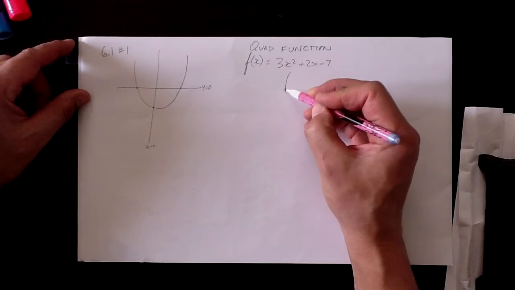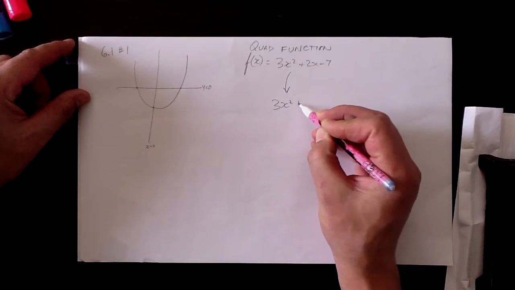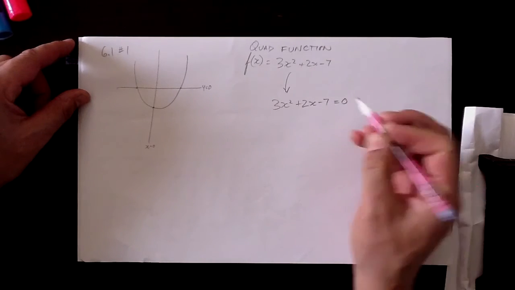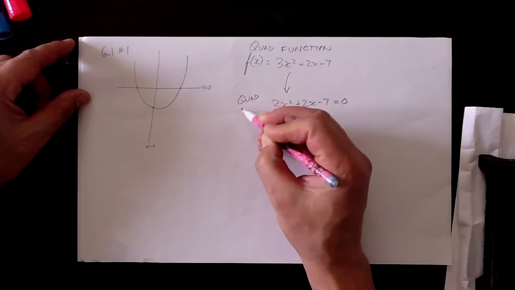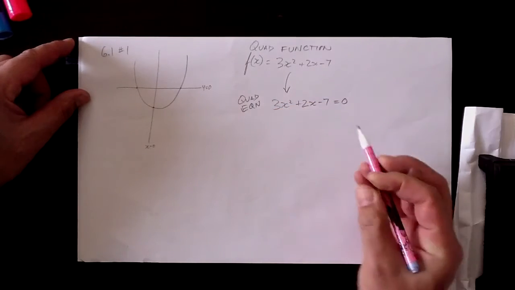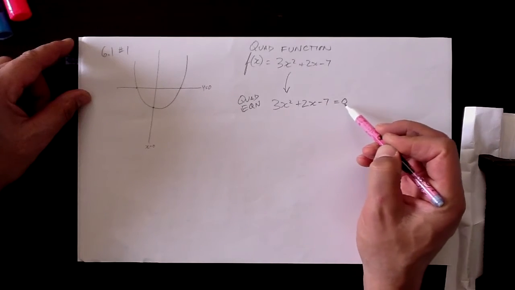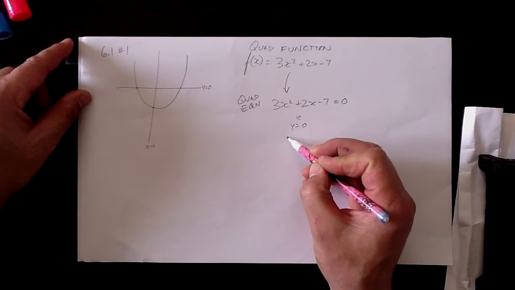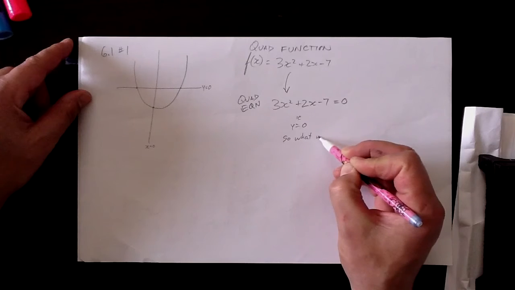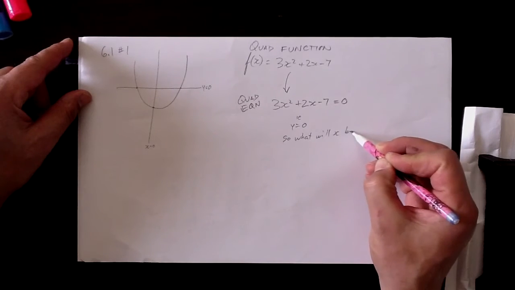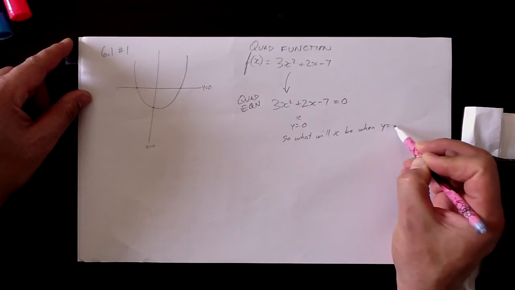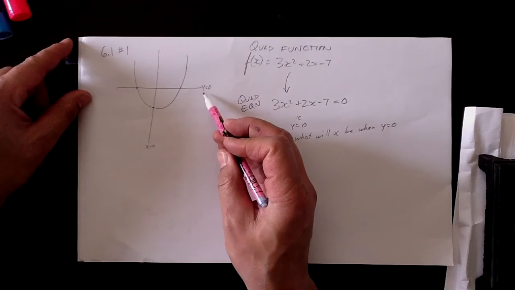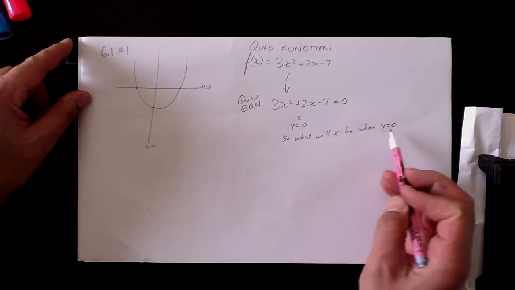Now, the quadratic equation, we're taking the same thing here, and we're just setting it equal to 0. In other words, this is the quad equation. When we take the quadratic function and set y equal to 0, i.e. y equals 0, so what will x be when y equals 0? That's all we're asking. That's what the quadratic equation asks. So y equals 0, shown here, and we ask the question, what will x be when y equals 0?